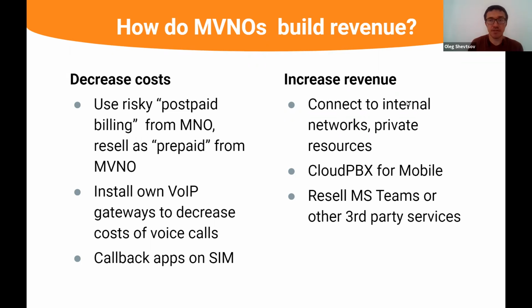And they increase the revenues by connecting, for instance, to some internal networks, to private resources, to using alternative network channels or alternative vendors or alternative providers of the services, for instance, internet providers. Also they may resell some packages from other providers or third-party services, like reselling MS Teams to business users. It is also a way to increase the revenue, to get more from the subscribers.